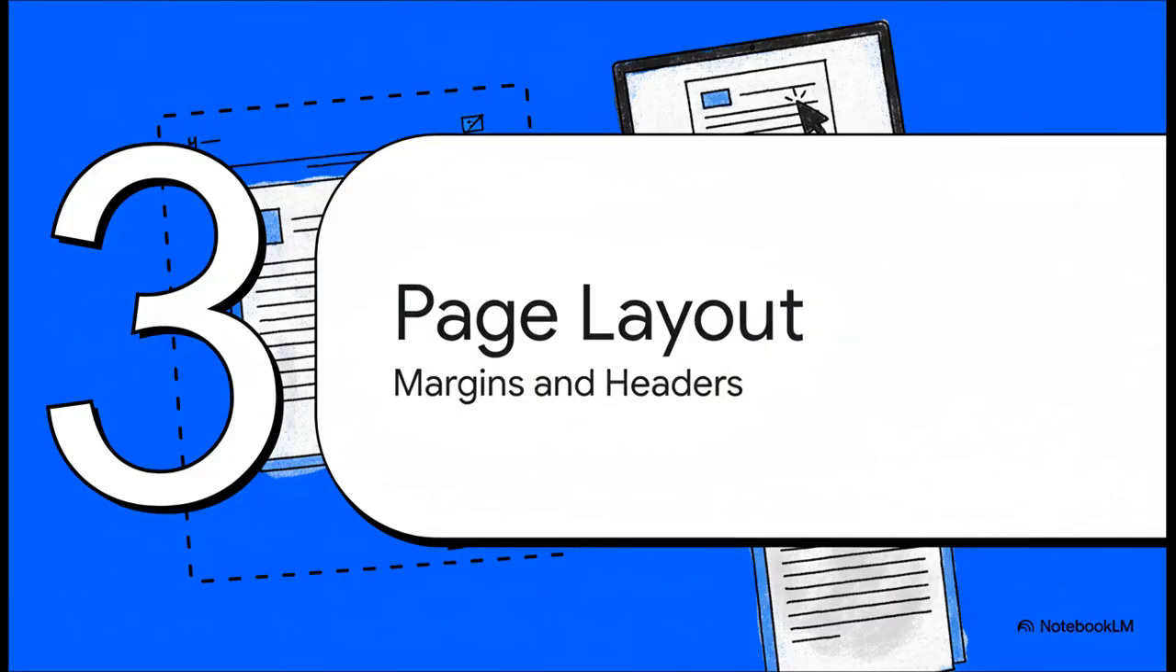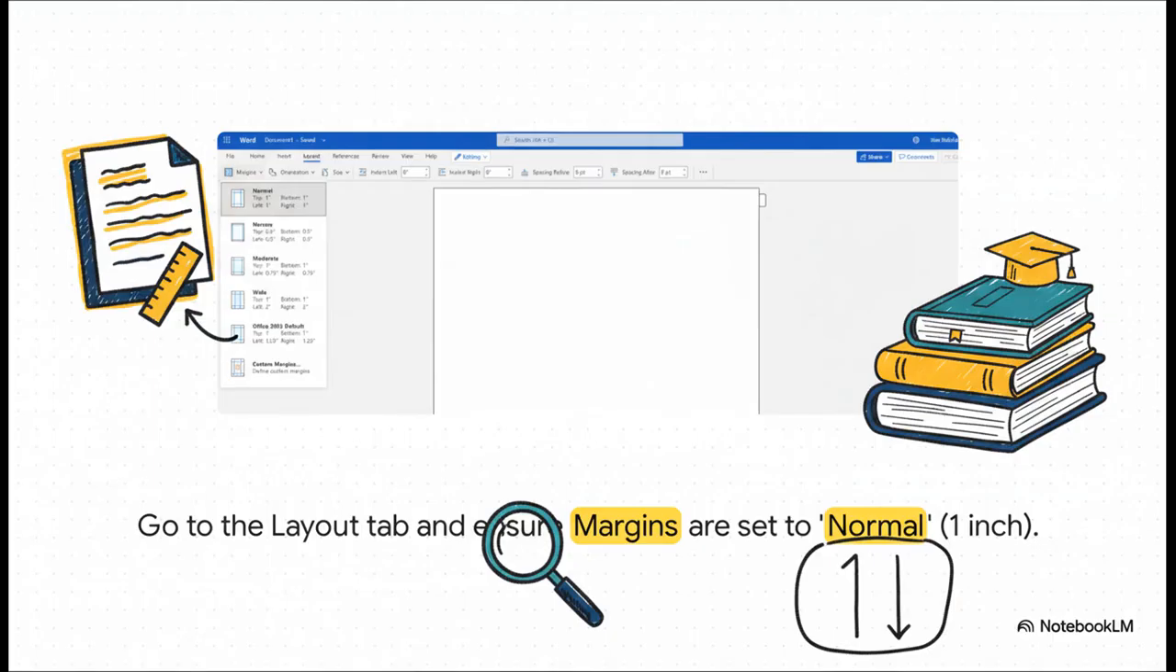With our text basics locked in, let's kind of zoom out and look at the whole page. Next up, we're going to set the margins and create that all-important header. So, click on the Layout tab at the top of your screen. The very first option you'll see is Margins. Just make sure it's set to normal. That gives you the required 1-inch margin on the top, bottom, left, and right, which gives your paper a nice clean frame.